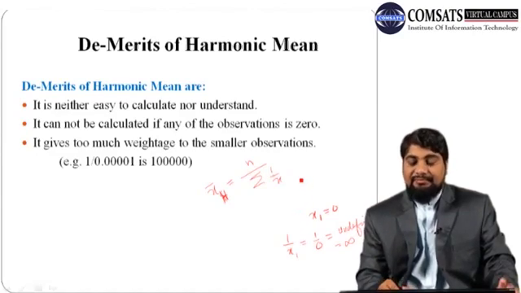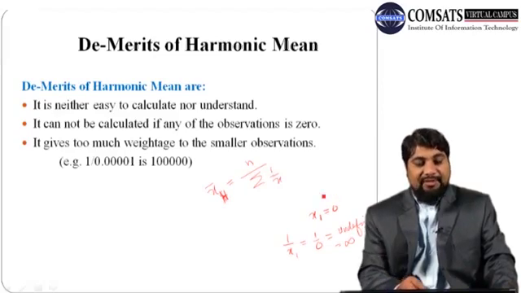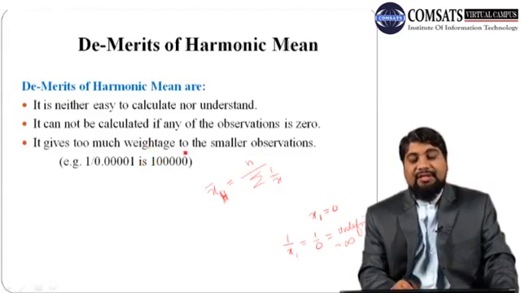So this is a drawback of harmonic mean, that if we have certain types of situations in which any one of the entries is 0, then this formula will be undefined, or it cannot be calculated. The third demerit is that it gives too much weightage to the smaller observations.